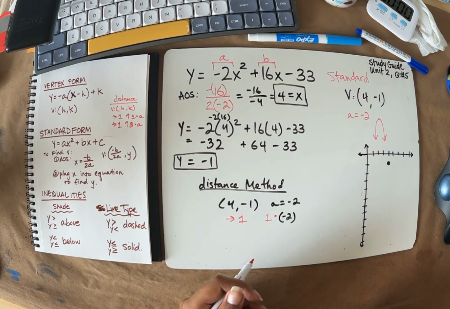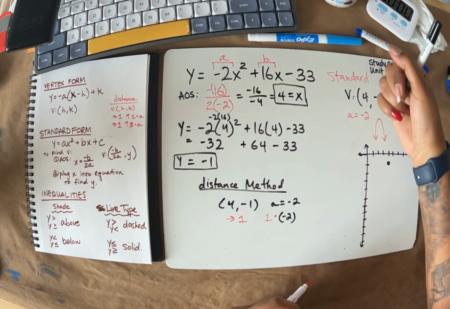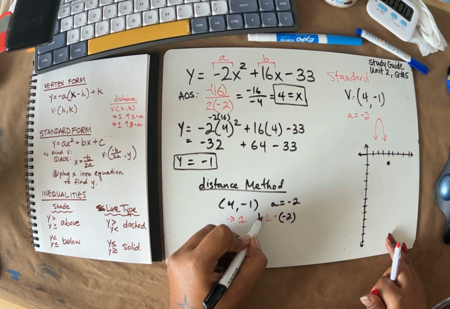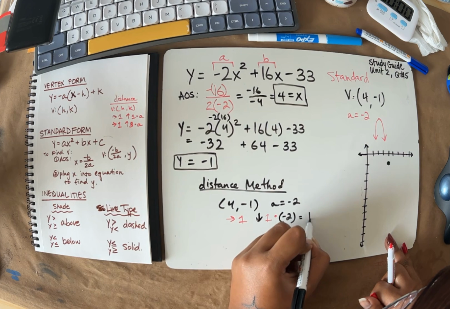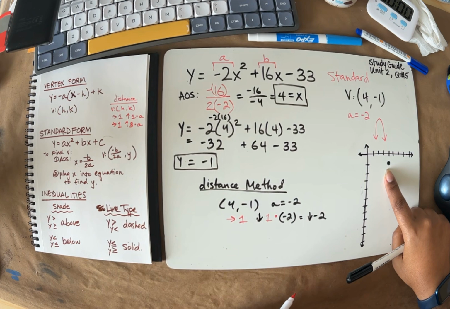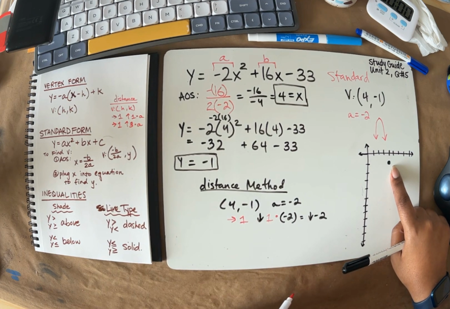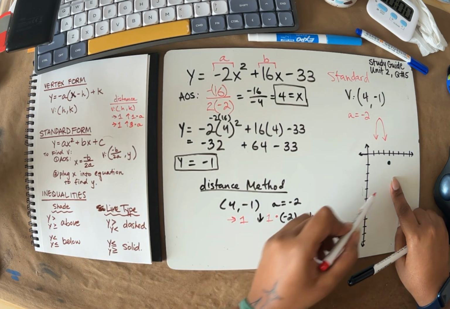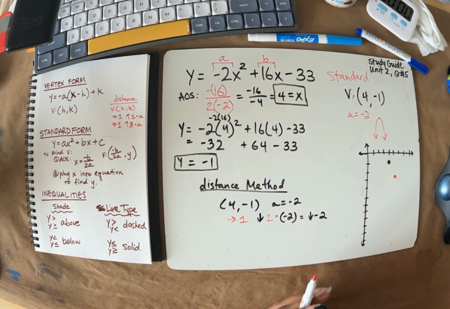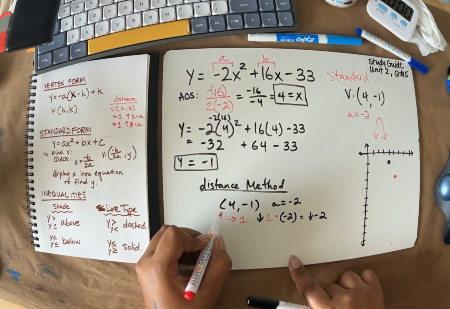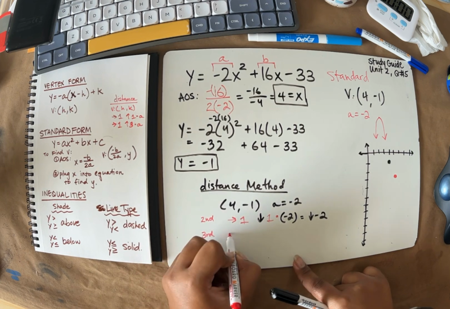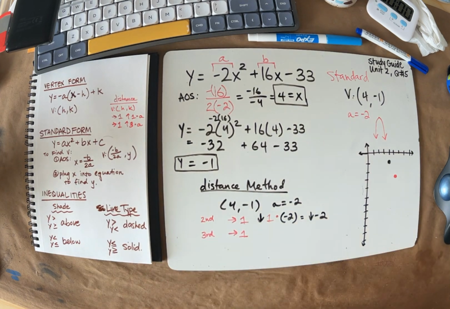Negative means that I'm not going to go upward, does it? It means that I'm going downward. So I'm going to go down negative 2 units. So from my vertex, I go right 1 always. And then in this case, I'm going down 2 units. And then this is my second point that I just got. From my second point, I always go right 1 again.